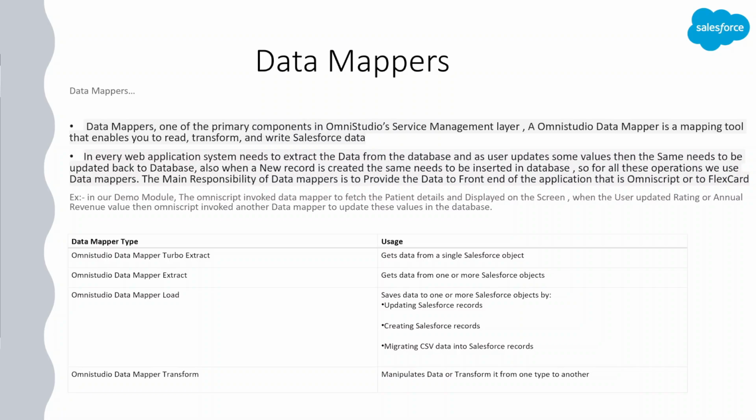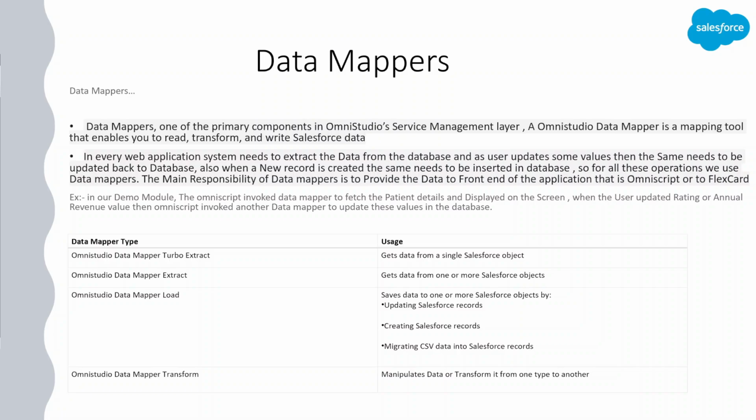or the FlexCard. In our demo module, the OmniScript invoked a data mapper to fetch the patient detail and displayed it on the screen. So to retrieve the data from the database, OmniStudio used data mappers. Also, when the user updated the rating or annual revenue value and clicked on the update patient button, then OmniScript invoked another data mapper to update these values in the database.